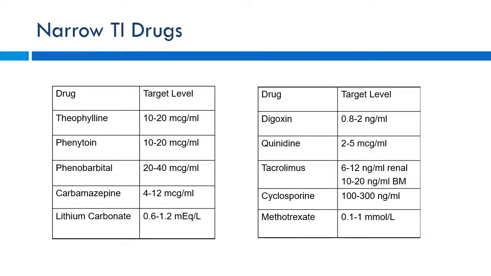Things like transplant medications tend to be narrow therapeutic index. Heart medications in a lot of cases are. So we'll go over these examples in Pharm 1 and Pharm 2, but this is just an idea of what you can expect to see later on when we're looking at drug levels.